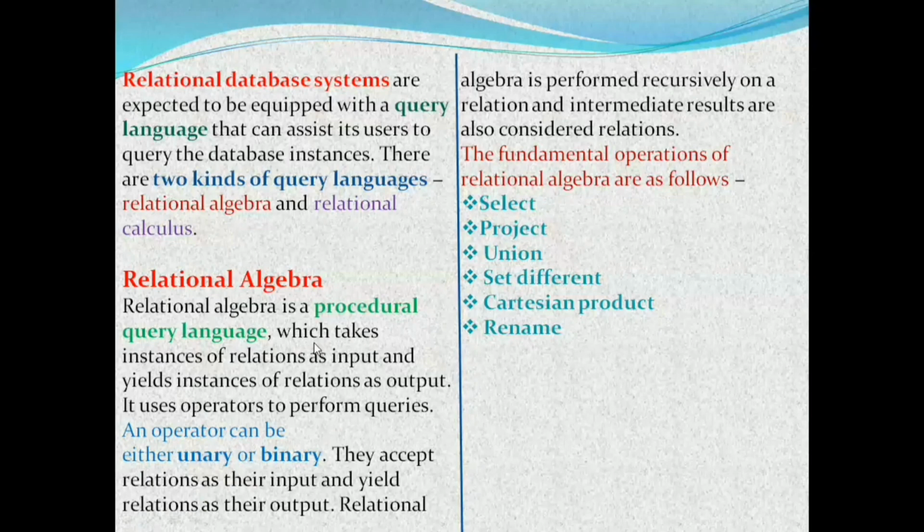It takes instances of relations as input and produces an instance of relation as output. It uses operators to perform queries. An operator can be either unary or binary. You don't need to keep this in your mind too much; this is just a little introduction. They accept relations as their input and yield relations as their output. Relational algebra is performed recursively on a relation, and intermediate results are also considered relations. The fundamental operations of relational algebra are as follows, and you need to keep these in mind.